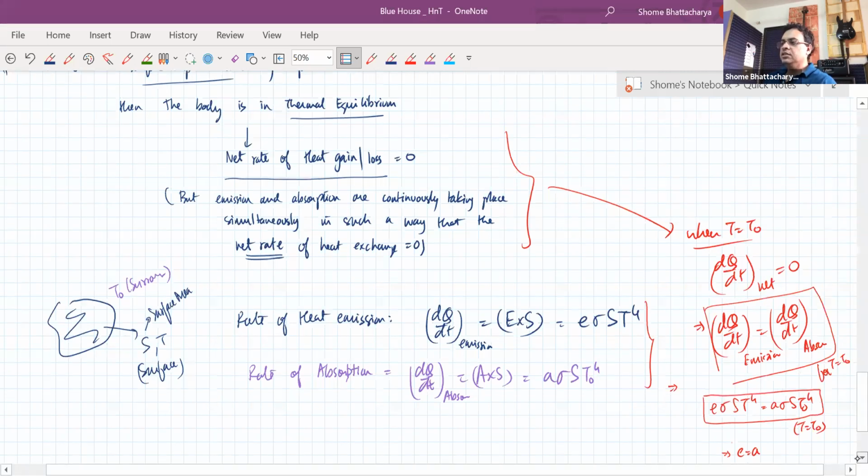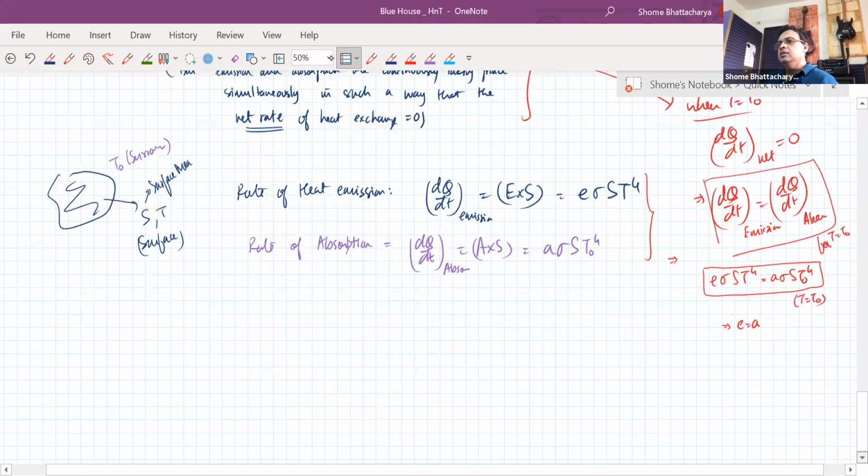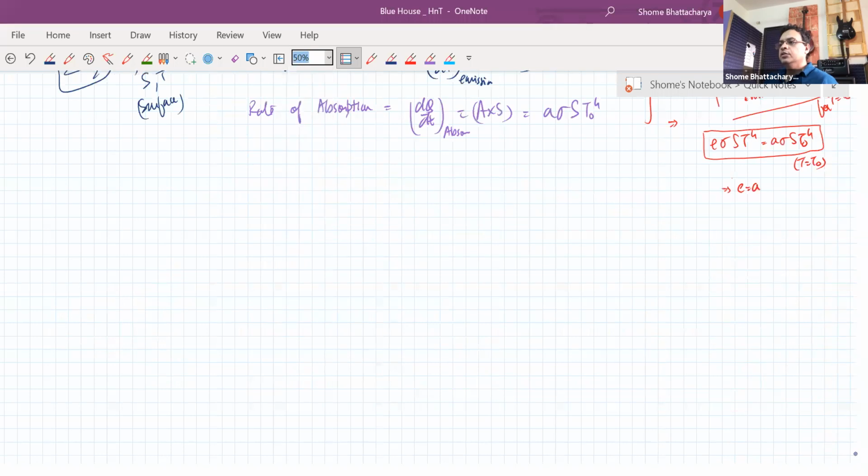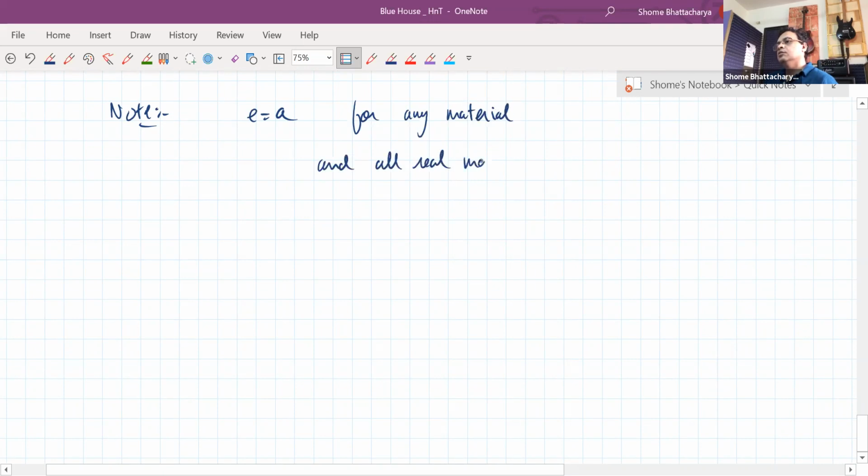Okay, so this statement is clear, that emissivity is equal to absorptivity. Now through this we can understand a better definition of emissivity and absorptivity. First of all, we have understood that emissivity is equal to absorptivity for any material. And all real materials have emissivity less than 1 or absorptivity less than 1. That's the first thing. Now, emissivity is equal to absorptivity equal to 1 for a black body.